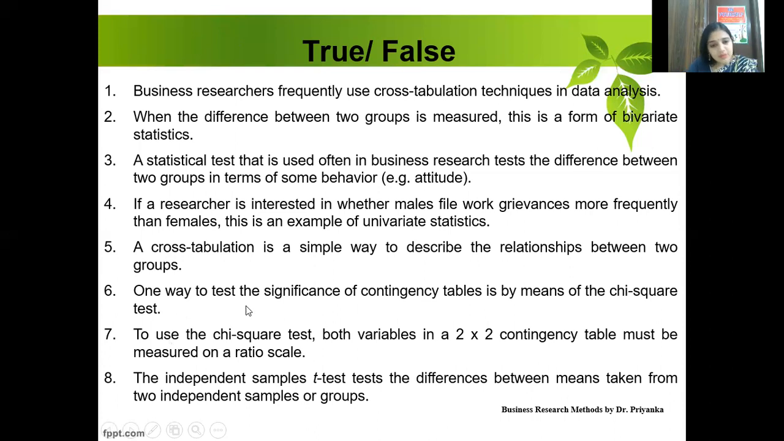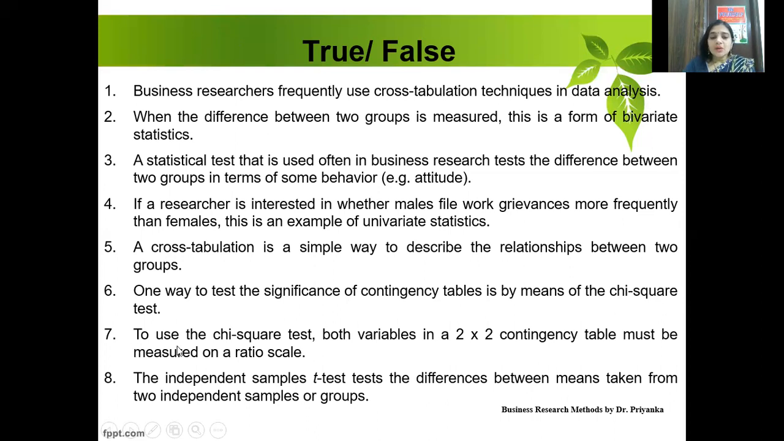Sixth is, one way to test the significance of contingency tables is by means of the chi-square test. Yes, this is true. Whenever we talk about the significance of contingency tables, we go with the chi-square test. So it is true.